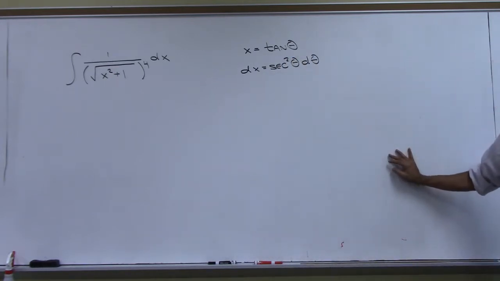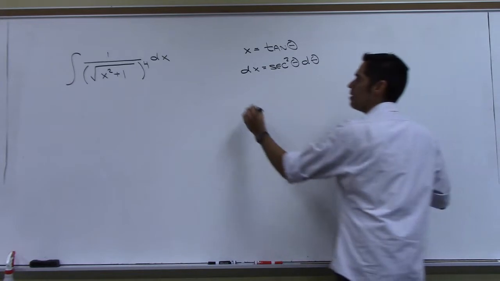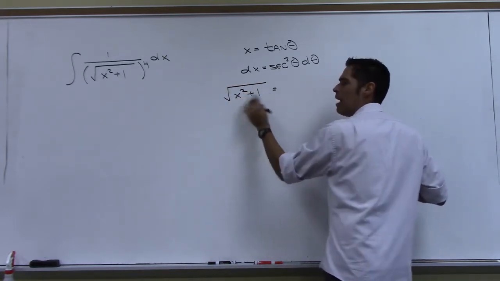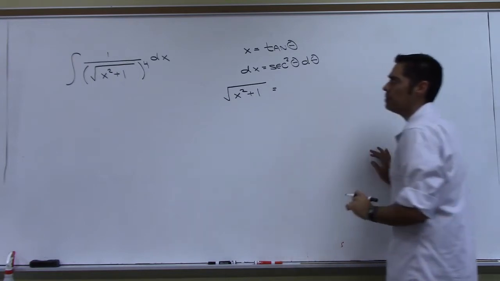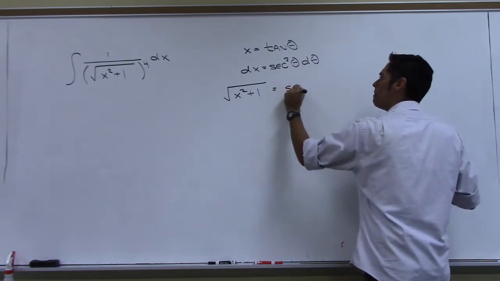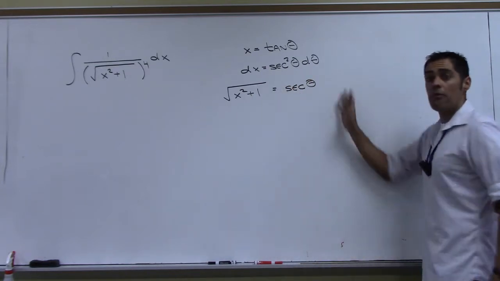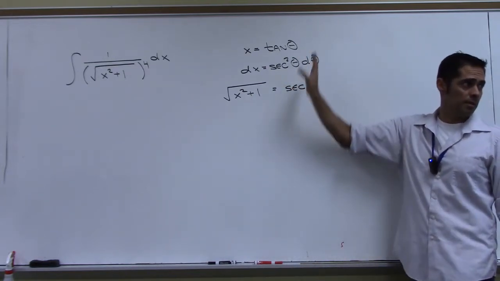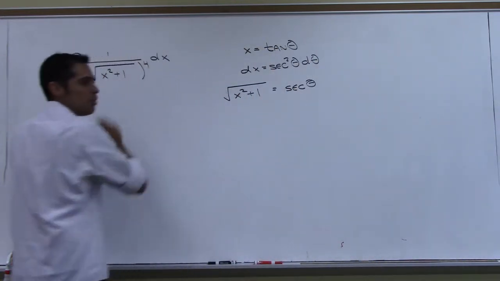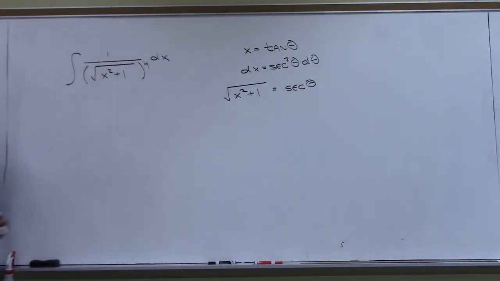And then the square root of x squared plus 1, when you work it all out, which I'm not going to do, turns out to be what? Secant theta. Okay, this is all from last class, right? Last week we did this. The new part of this is that I actually squeezed a square root out of something squared.